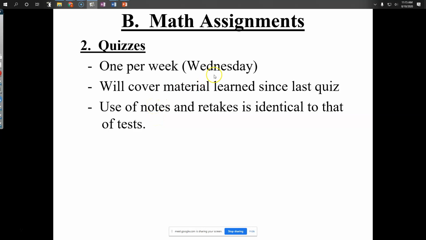Quizzes happen once per week on Wednesdays. Now, this week, we're not going to have a quiz. We will probably have one next week. I'm pretty sure of it on Wednesday. So Wednesdays are quiz days. And what the quiz covers is anything from last Wednesday to the current Wednesday, so a week's worth of material. All the same rules about retakes and using notes and all that apply to quizzes as well.